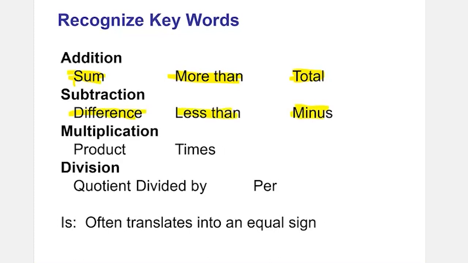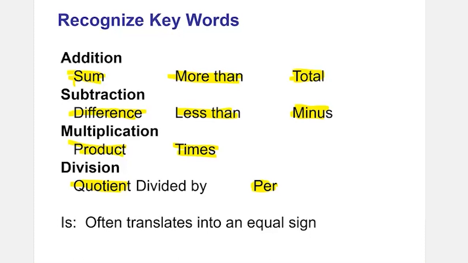Multiplication, we have product and we have times, like 3 times 2, that's multiplication. If you see the word product, that means multiplication. And division is quotient. Anytime you see quotient, that means division. And per, like 10 miles per gallon, you could also say 20 miles per 2 gallons, right? So that's division. That would still be 10 miles per gallon. So per is a way to talk about division.